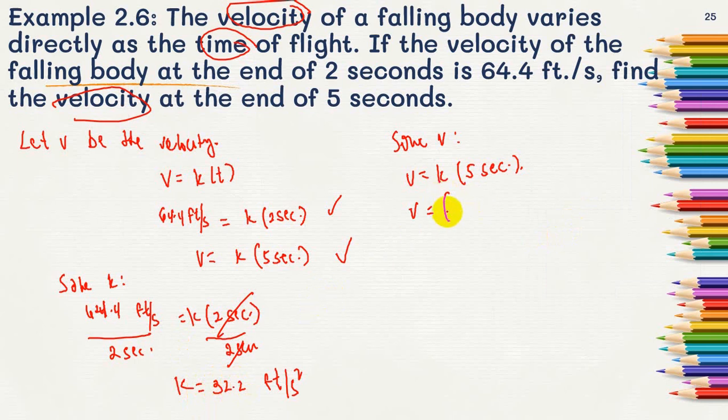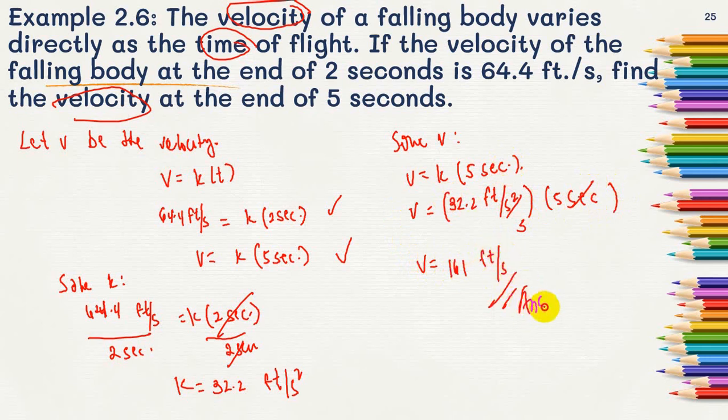Right, so substitute 32.2 feet per square second times 5 seconds. Cancel, this will only become feet per second. Alright, next, multiply, what is 32.2 times 5? So it will be 161. The velocity is 161 feet per second. So this will be our answer.